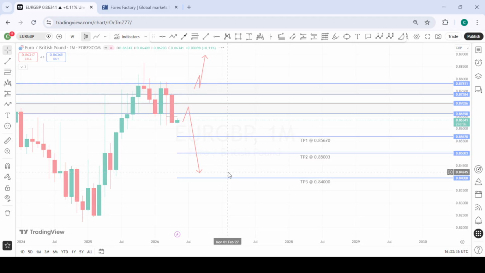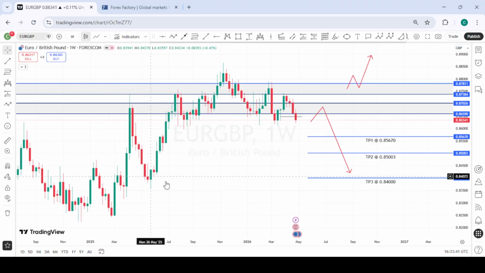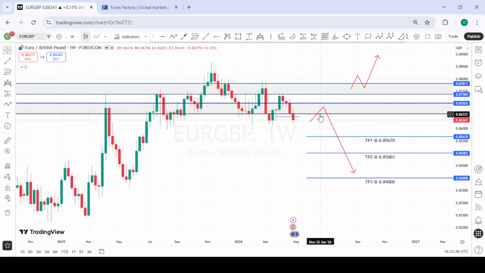If you switch to the weekly time frame, you see it as a head and shoulder formation, but on the monthly you see it as a double top. So we're just going to wait for a possible pullback to the area of interest, and then we take ourselves from there to the downside.